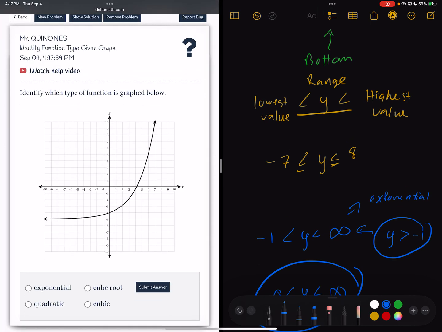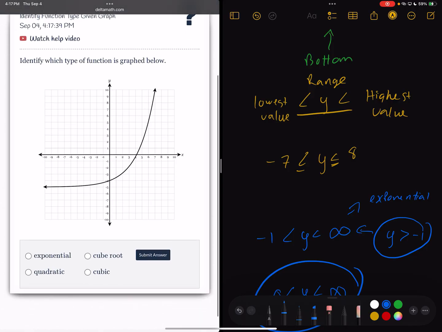It's only increasing, right? It's only increasing, meaning we call this an... well, it's not a quadratic, right? Because it's either decreasing, increasing, or increasing, decreasing. What do we call this? Very good. This is an exponential function.